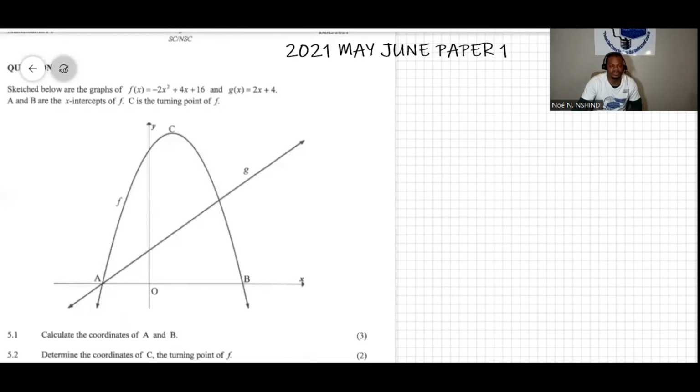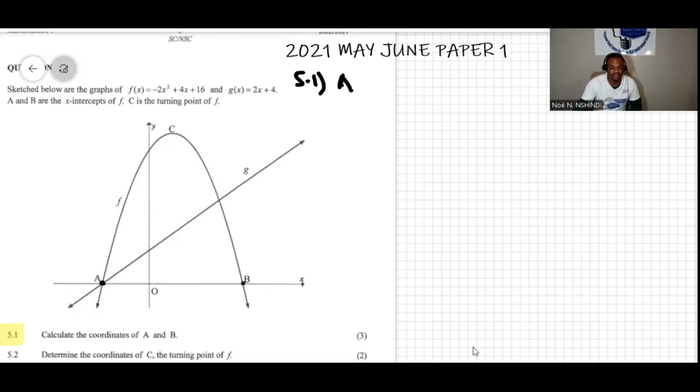5.2, determine the coordinates of C, the turning point of f. Okay, let's first do 5.1. The question says calculate the coordinates of A and B. So we need to find A and B. A is x, y. A and B are the x-intercepts, as we can see them here. The A is there and then B is there.